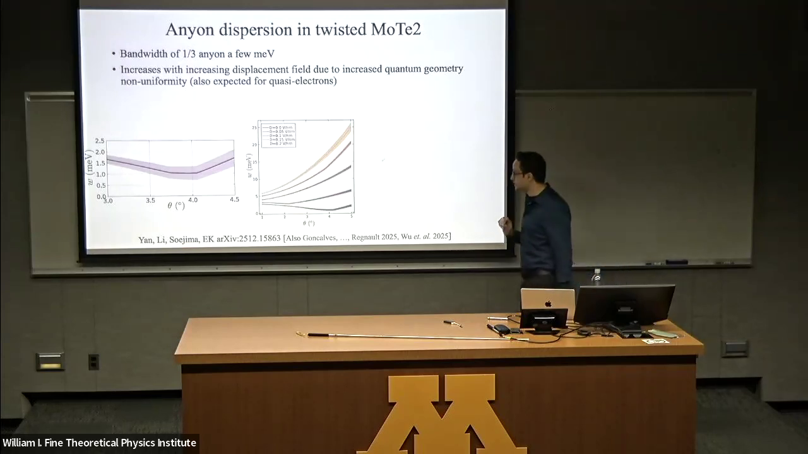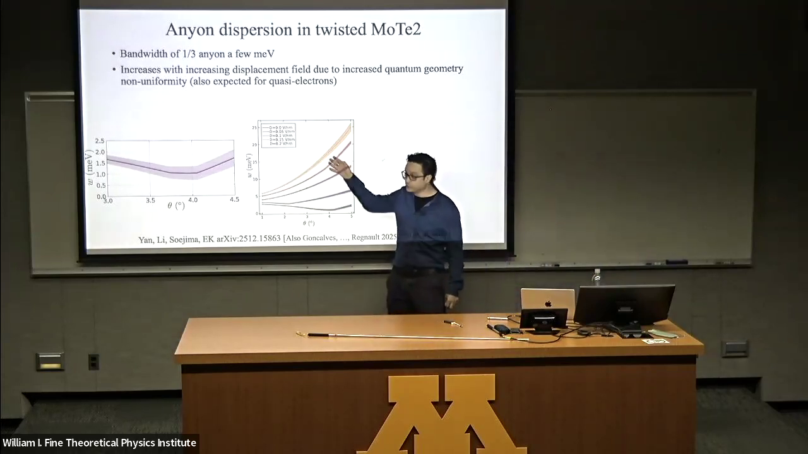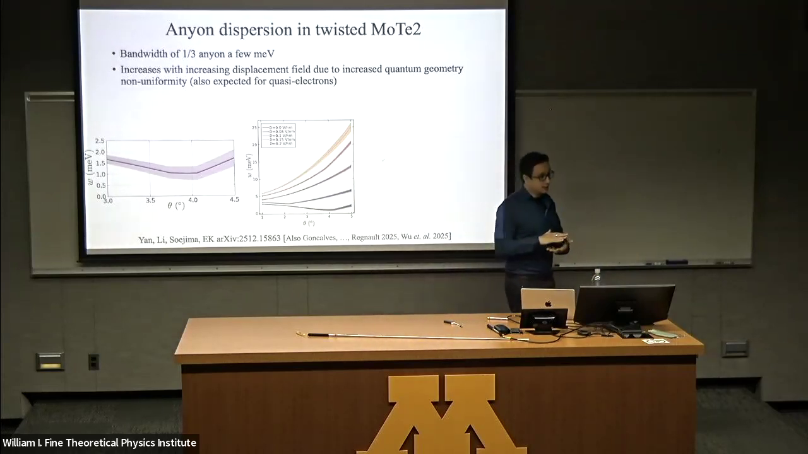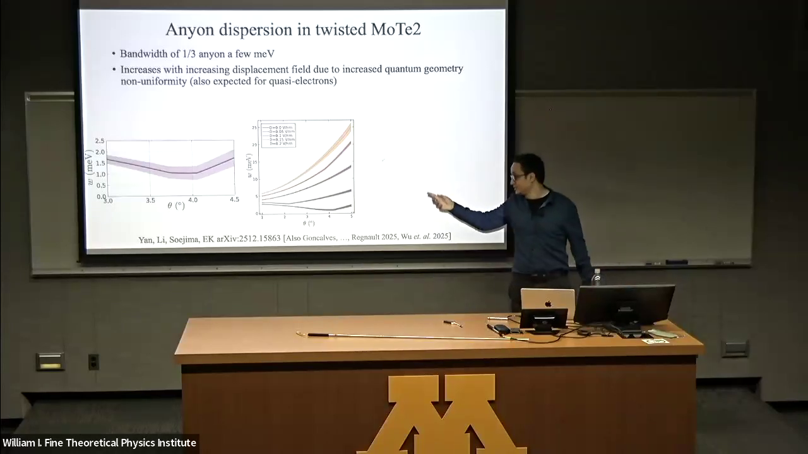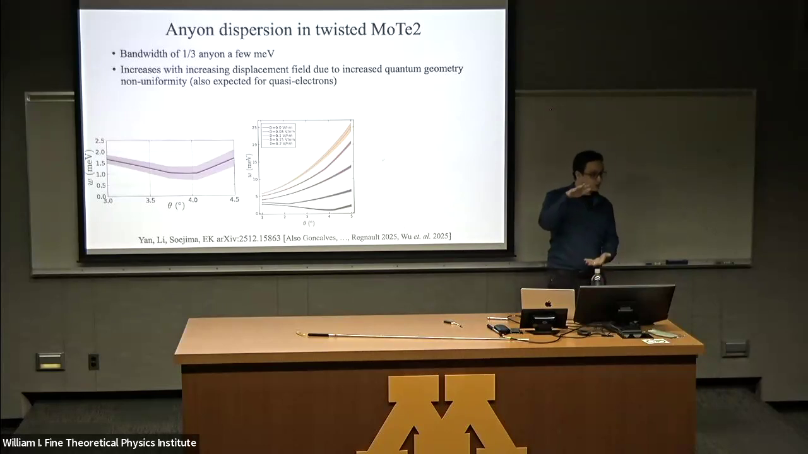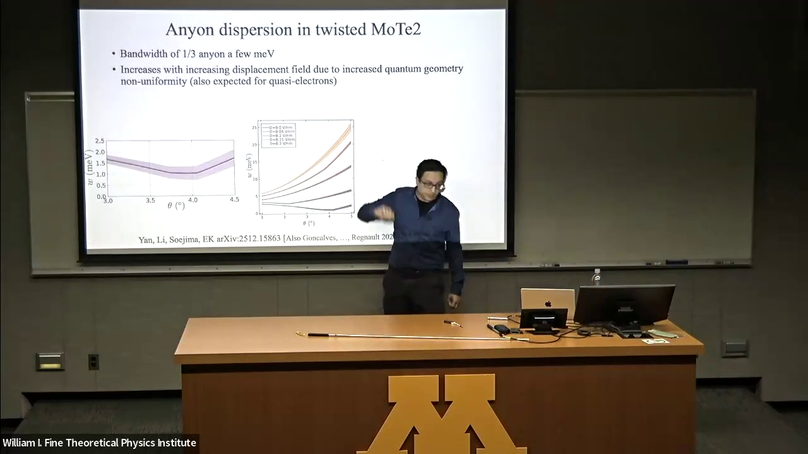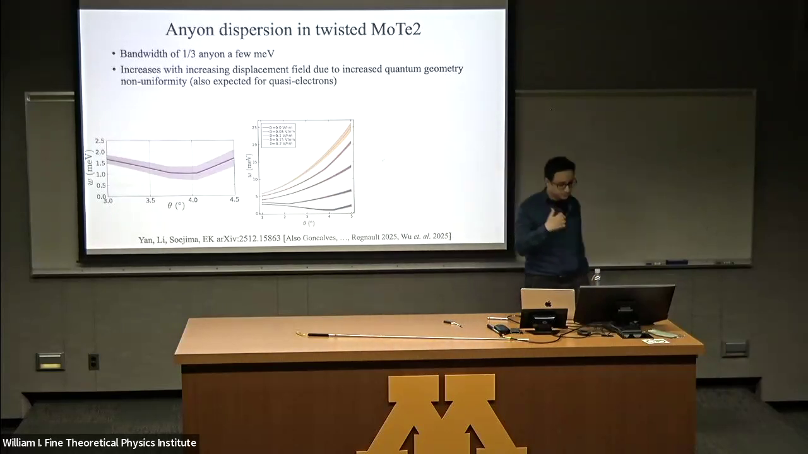One thing we can see is that this bandwidth of the anyon bands increases as I apply displacement field. And we can understand this from the fact that this anyon dispersion comes from the fluctuations in the Berry curvature. As I increase the displacement field, usually the Berry curvature becomes non-uniform. Eventually we get a transition to a different kind of band, but before that, the Berry curvature becomes non-uniform, so the bandwidth of the anyons is expected to increase.